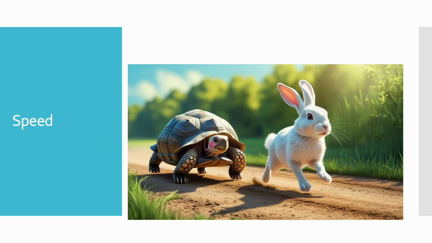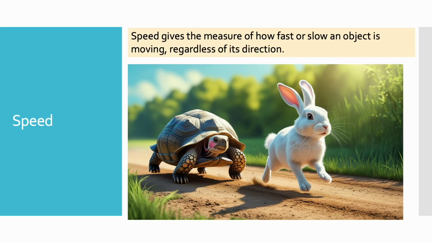Speed. Let's begin by understanding what speed is. Speed gives us a measure of how fast or slow an object is moving, no matter which direction it's going in. It is a scalar quantity, which means it only tells us how much, not in what direction.